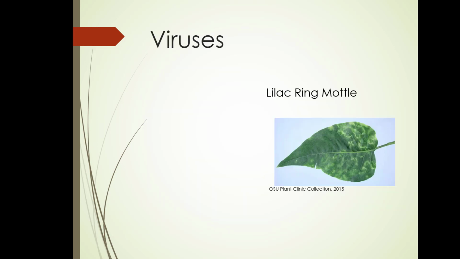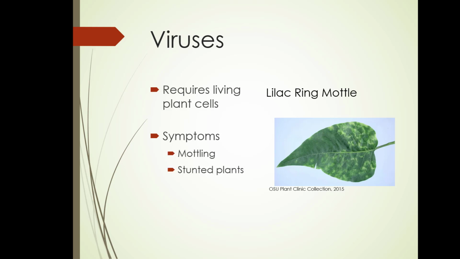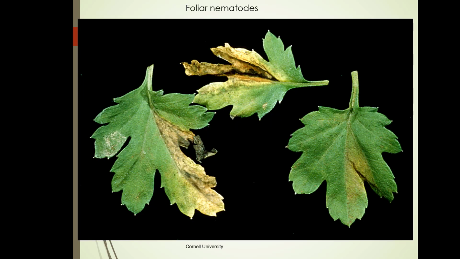So viruses are the smallest of plant pathogens. You're never going to see any signs of them. You're only going to see the symptoms. They require living plant cells. As I said, you only see the symptoms, and the symptoms might include mottling, stunted plants, or distorted or misshapen leaves and fruit. And this is lilac ring mottle. Mosaic patterns are another thing you might see.